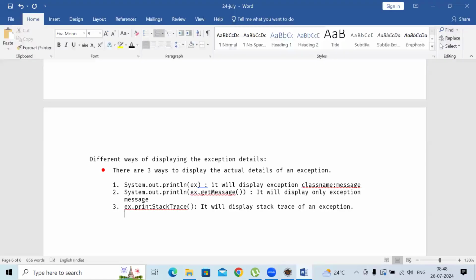Let's separately see what the stack trace of an exception contains. The stack trace of an exception has four parts. What are the four parts? Exception class name, exception message, method call stack, and line number. Line number means the location only, right? The location of exactly where the exception occurred. Okay, no problem, line numbers only later.